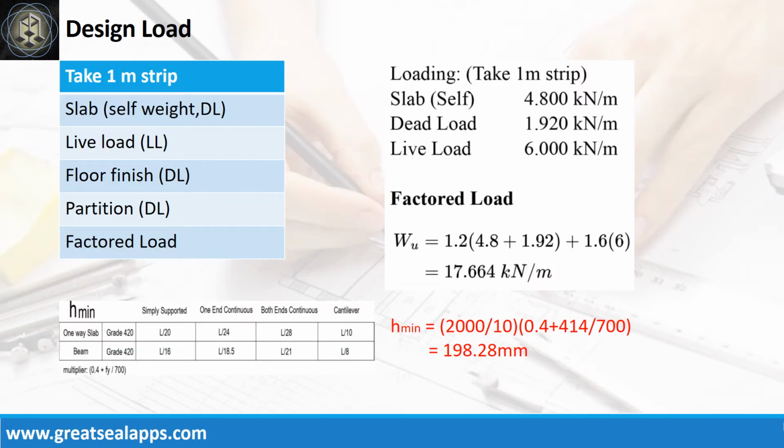The uniform load for 200 mm thick slab is 4.8 kN per meter. A light manufacturing live load is 6 kN per meter. Other dead load like floor finish and partition is 1.92 kN per meter for a factored load of 17.664 kN per meter.